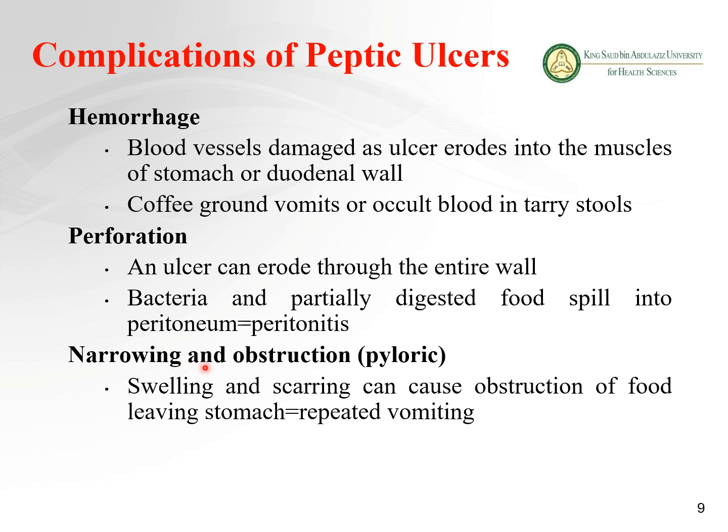Narrowing and obstruction. It can cause narrowing and pyloric obstruction, and swelling and scarring can obstruct food leaving the stomach. So if the pyloric sphincter is narrowed down and obstructed, the food will not be able to go down into the small intestine and large intestine. That will lead to repeated vomiting.